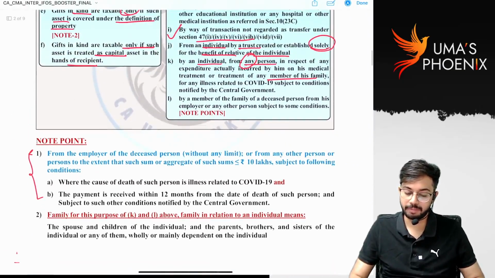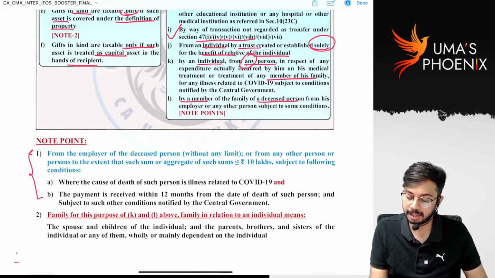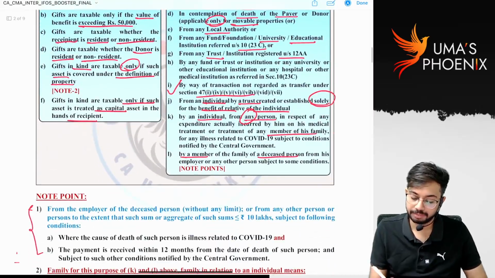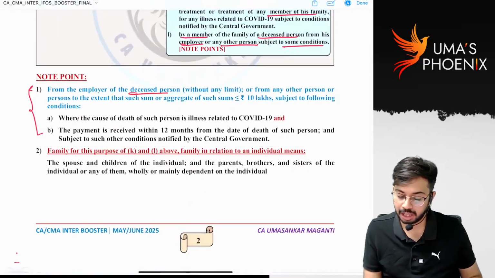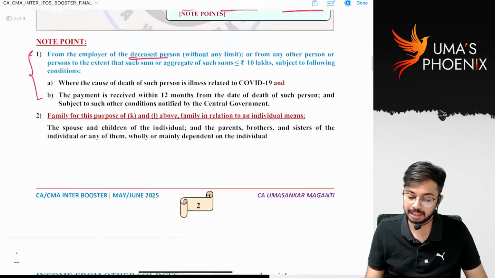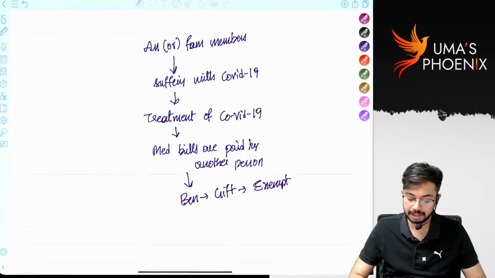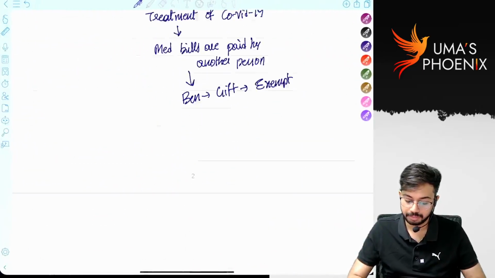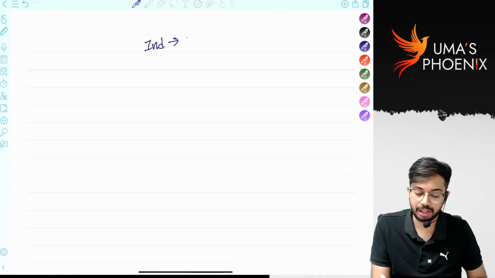See the last point. If any gift is received by any member of the family of a deceased person from his employer or from any other person subject to some conditions: from the employer of the deceased person without any limit, or from other persons to the extent that such sum or aggregate of sums is less than or equal to 10 lakhs, subject to the following conditions. What do you mean by this? Let's say an individual is there.